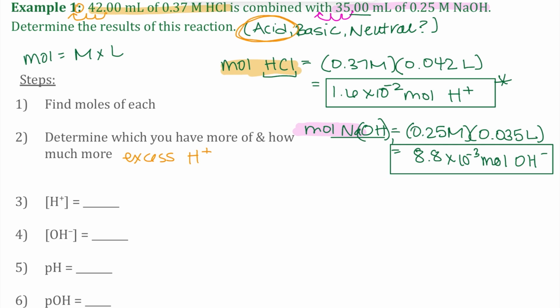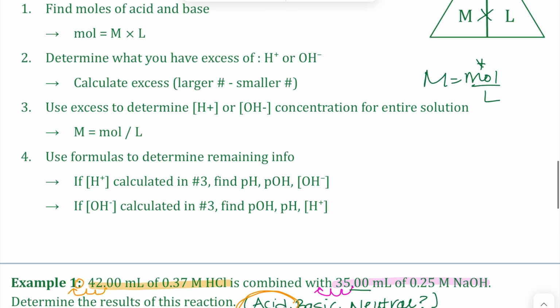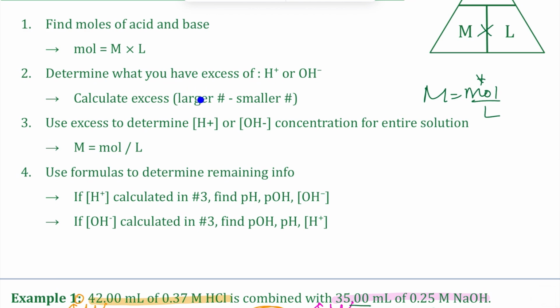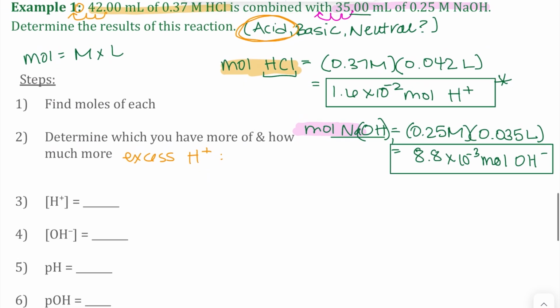Let's find then how much we have excess of. So we have excess H plus. We're going to use up all of these OHs by pairing them with an H plus, but then whatever is left over is going to result in that solution being acidic. And so calculating excess, we're going to take our larger number minus our smaller number. And so those excess H pluses, I'm going to do 1.6 times 10 to the negative 2 moles minus 8.8 times 10 to the negative 3 moles.